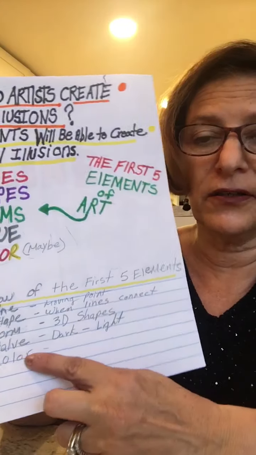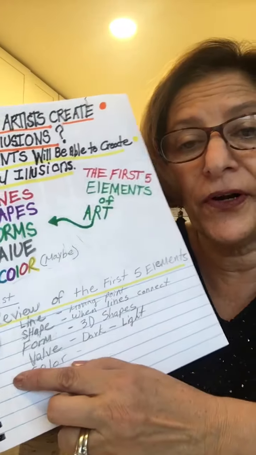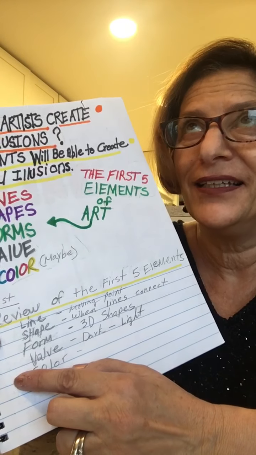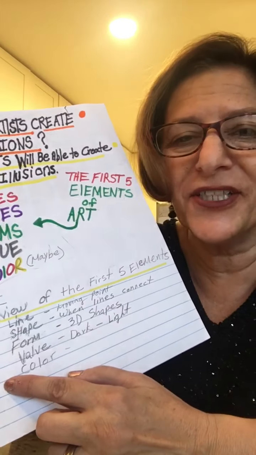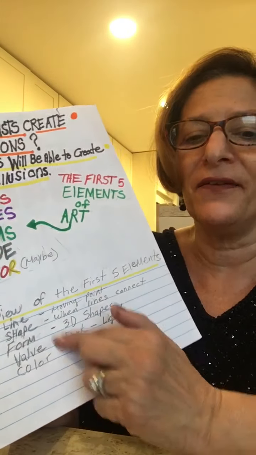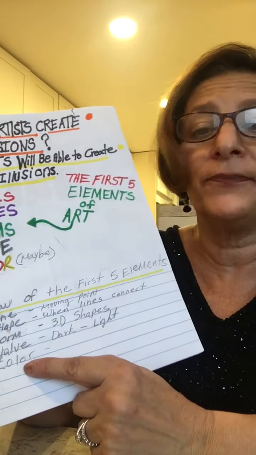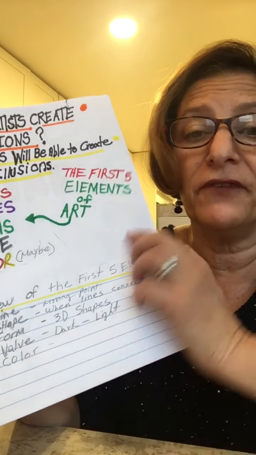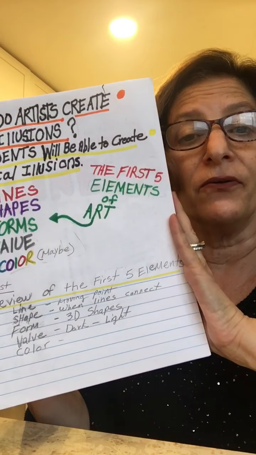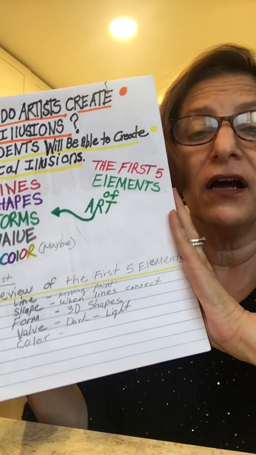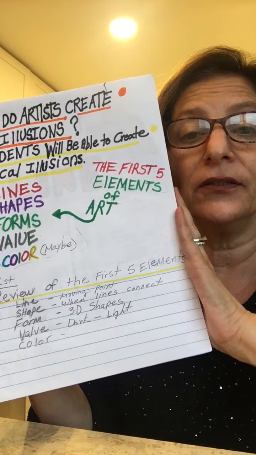And then there is color, if you want to add color to part of your optical illusion. Woo! Optical illusion. Okay, so if you want to add color to your optical illusion, then that will be your 5th element of art, but it's not mandatory. You may only want the first 4. So that is part 1 of this introduction to optical illusions.